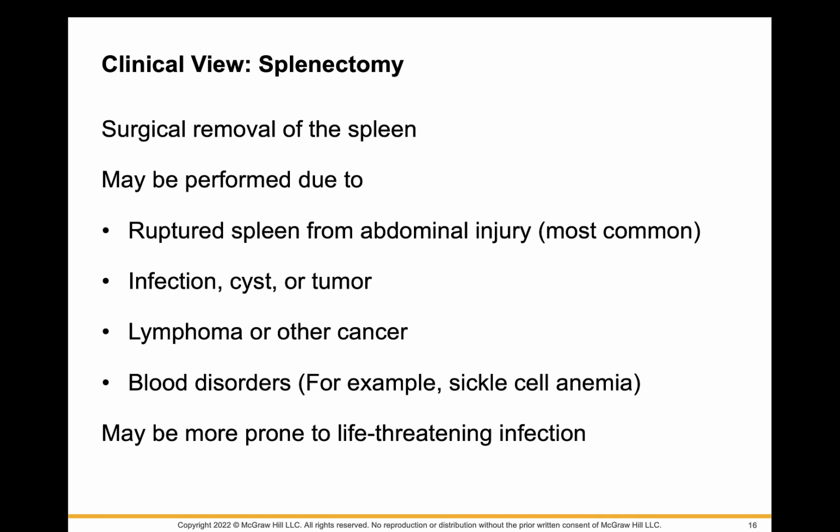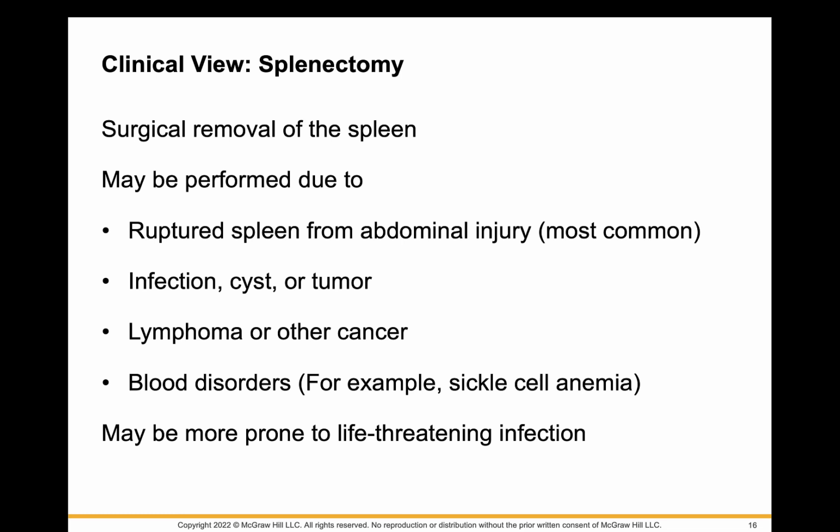Now, because of the position of the spleen, it may have to be removed surgically. Probably the most common reason is it's ruptured from abdominal injury and trauma. Kind of imagine the position. So it's not uncommon that the spleen may be ruptured in an automobile accident and other types of trauma overall. It might have to be removed because of an infection or a tumor. It could be removed because of lymphoma or some other type of cancer.